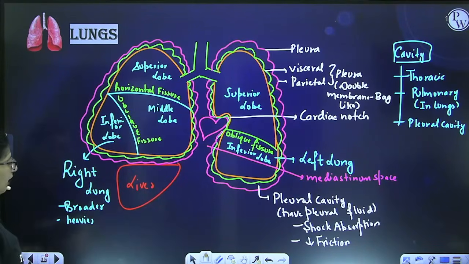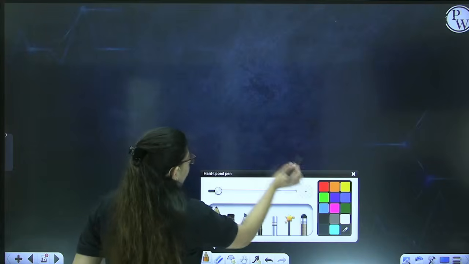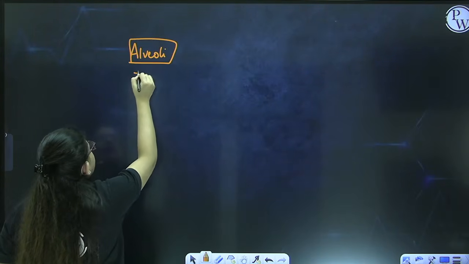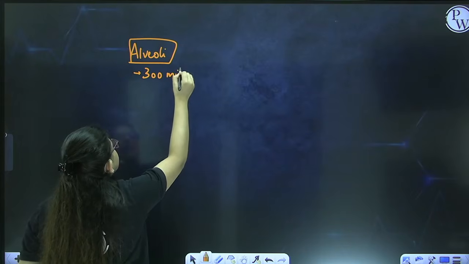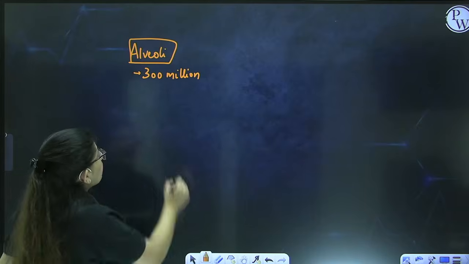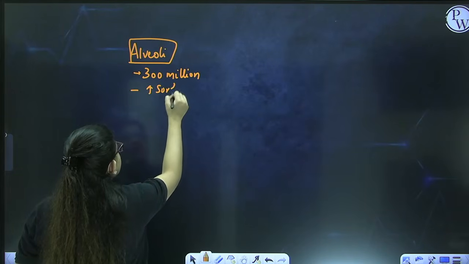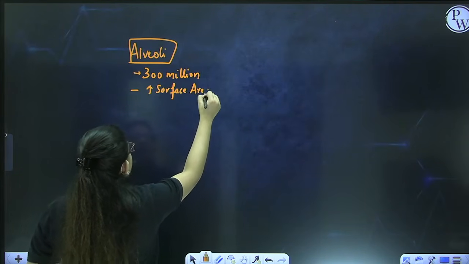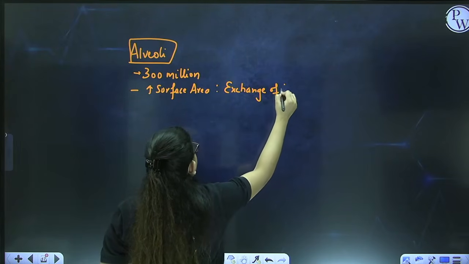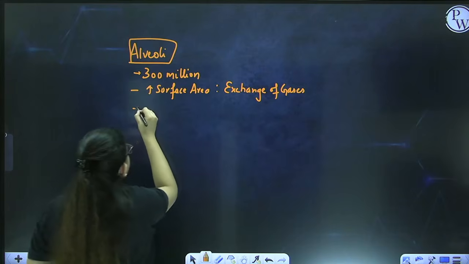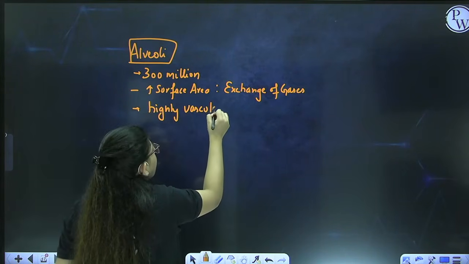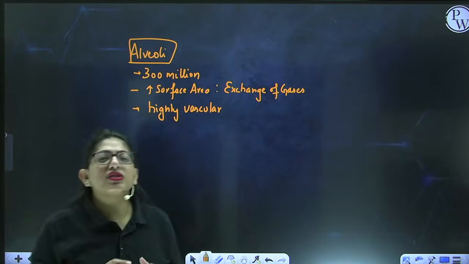Okay, let's talk about alveoli now. Alveoli, or alveolar sacs, are about 300 million in number in us. Yes, 300 million, so there is a huge surface area for the exchange of gases. They are highly vascular structures. Highly vascular means you will find a lot of blood vessels.